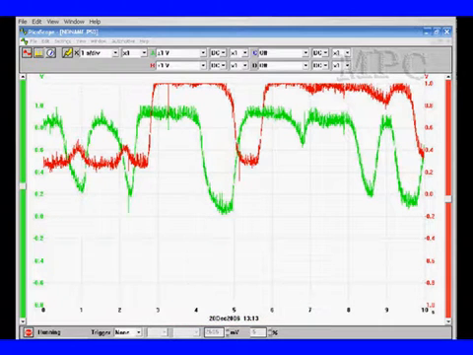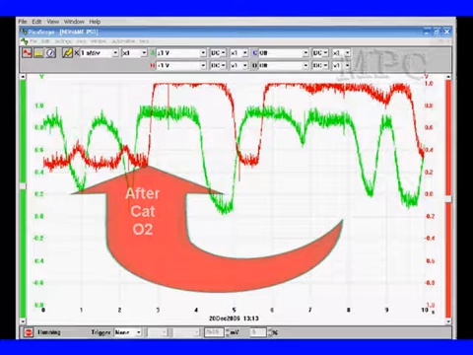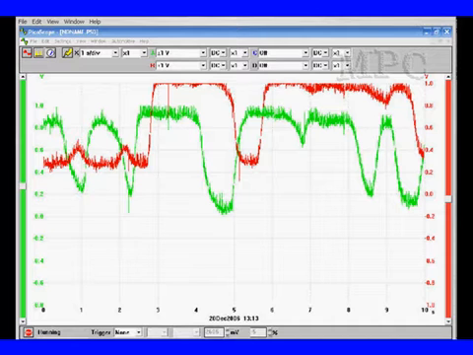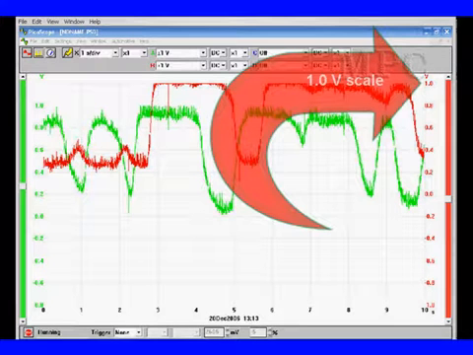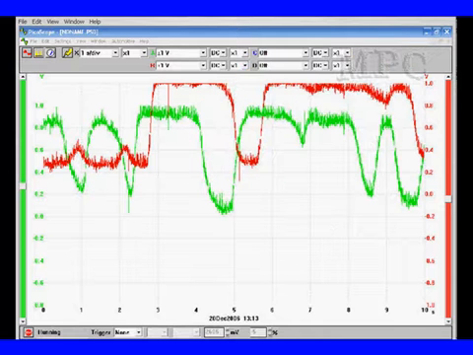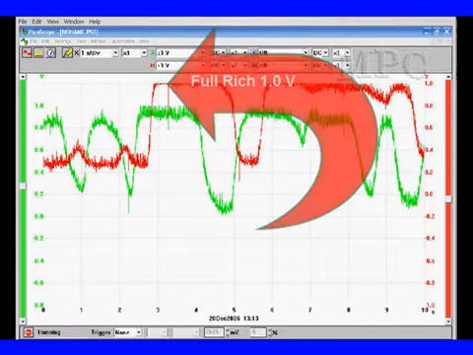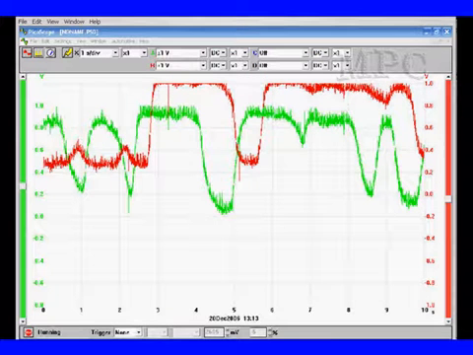Next, we're going to look at the after catalyst O2 sensor, and it's here. Now, it went rich also. We've got to look at the voltage scale on the right to see exactly where we are. We're at 1 volt. So if we look back at how high the red trace went, we see it reached 1 volt. This is the type of testing we can do.